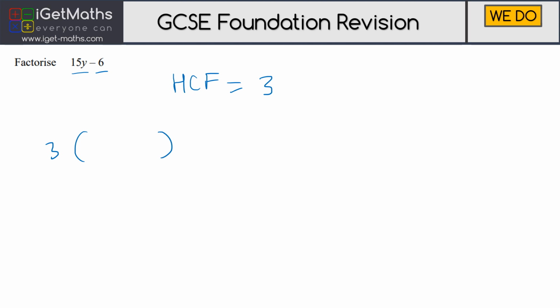How do you go from 3 to 15y? Well, 3 times 5 will give you 15, but you want 15y, so it's a y next to the 5. Then, how do you go from 3 to 6? Well, when you expand the bracket, you'd have to do 3 times 2, and that would give you 6. However, you want a minus 6, so that's going to be a minus 2. And that's it. You're done.